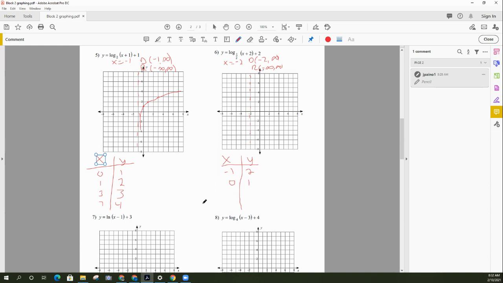So plug in 0, you get 1. 1/2 to the negative second gives me 4. 4 minus 2 is 2. I plugged in 2, so -2 plus 2 is 0. If I do it one more time, you get 8 minus 2 is 6. So I plug in 6, I get -3 plus 2 is -1. Plot these points here: -1, 2, 0, 1, 2, 0, and 6, -1.